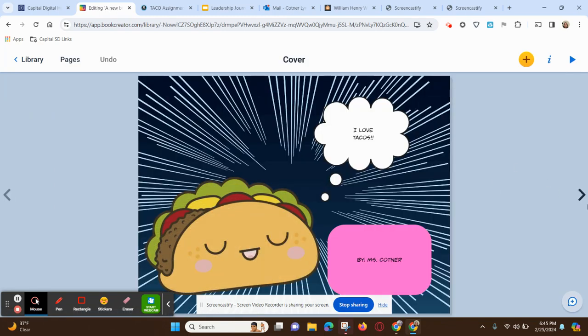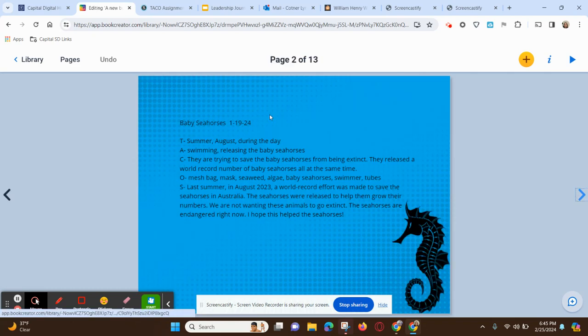So here's my journal. And here's the very first assignment, which was baby seahorses. So you can see my TACOS. I have decorated the page. I added a cute little seahorse. Like I said, they have to make it attractive and presentable, but they don't have to make it exaggerated and they don't have to take a lot of time. It's very simple, just to make their page attractive, nice. They can change the font, they can add borders. They just need to make it an attractive, presentable page.